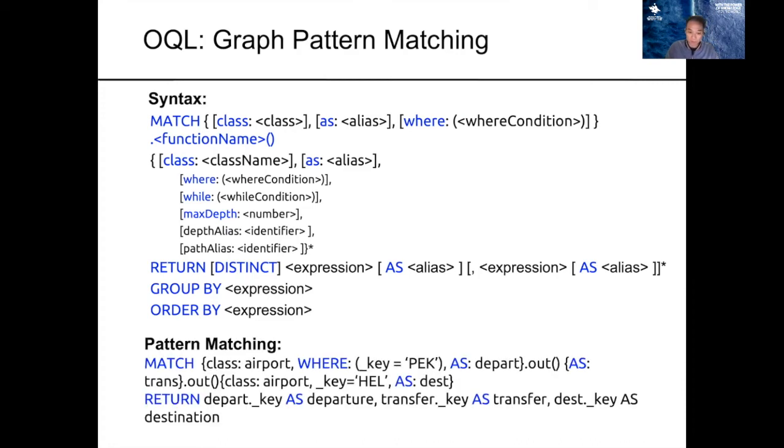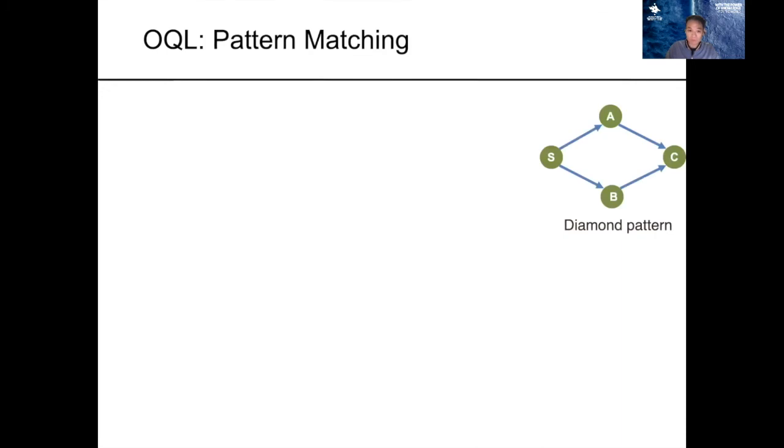And here is an example of pattern matching. We're looking for indirect flights from the Peking International Airport to the Helsinki Airport, with one transfer airport. So we can combine two out functions like this.